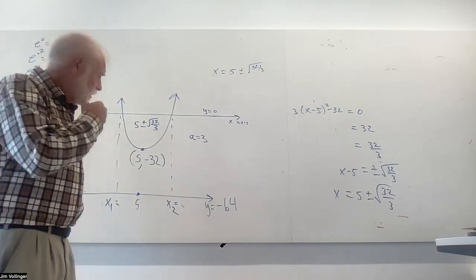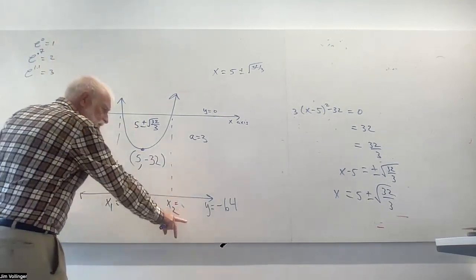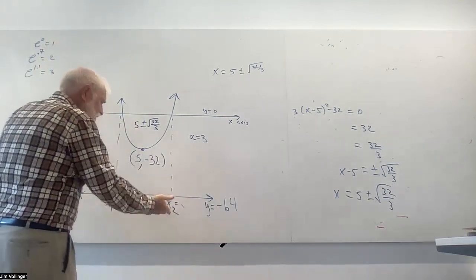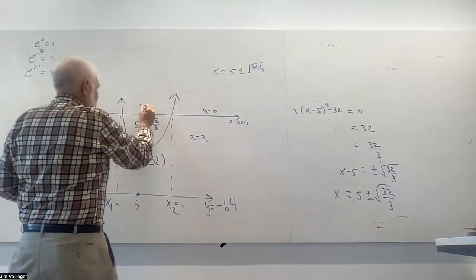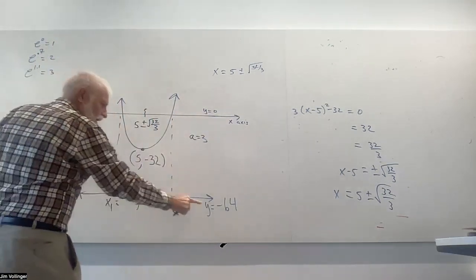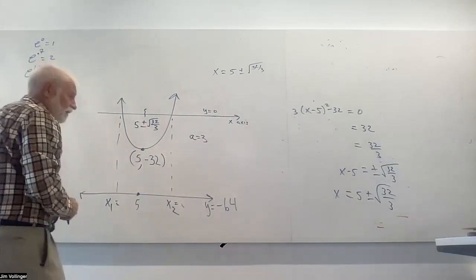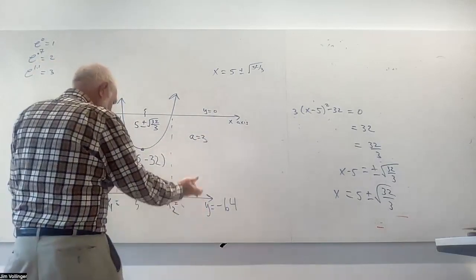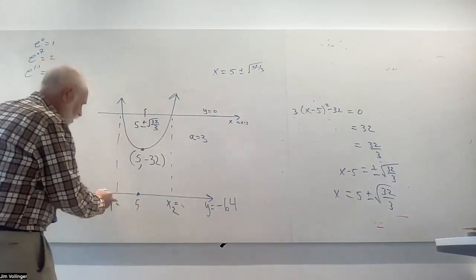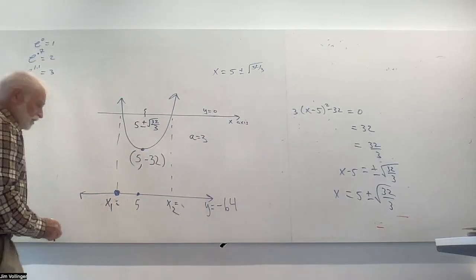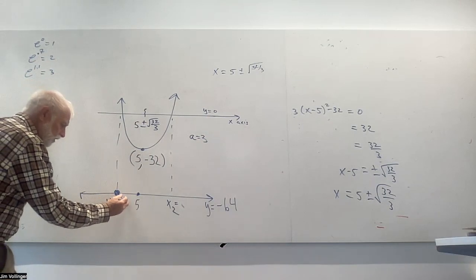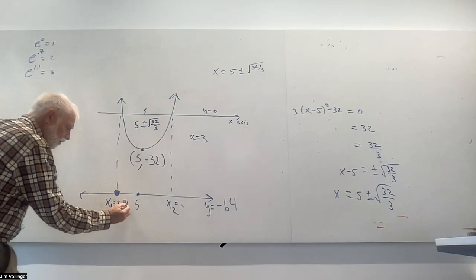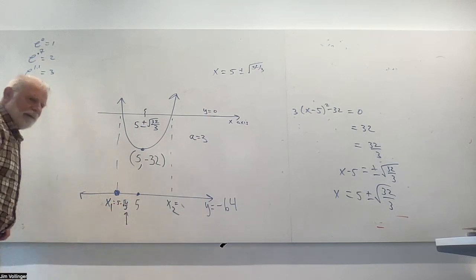So let's, I moved this axis. The horizontal axis, doesn't matter where you put it. This is a 5 at a height of 0. This is a 5 at a height of -64. This is a 5 at a height of -32. So the horizontal allows us to say that, oh, so what is that x? We just found it. That x is 5 minus the square root of 33 over 3. And you should approximate that.